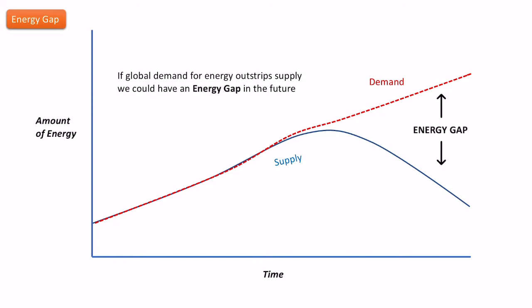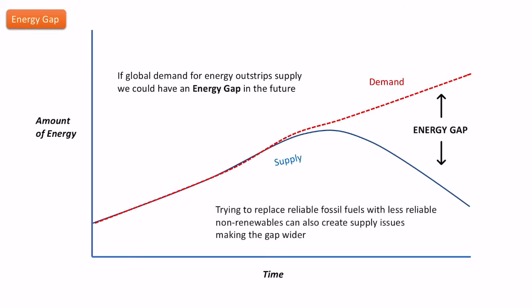One of the issues, as with climate change that's occurring, is that we're trying to replace those really reliable fossil fuels that are running out with less reliable renewables. And because that means the supply isn't as consistent and regular as it was with fossil fuels, the supply is going down while the demand increases, which makes that gap even harder to close. So we've got lots of complex issues happening here that can create this energy gap, and it's not necessarily just because demand is out of control.